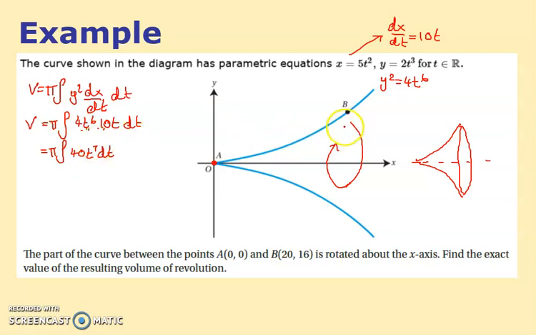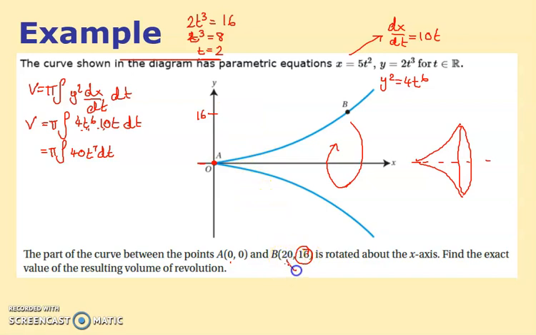I need values for t. What are the values of t? It says A is (0, 0) and B is (20, 16). Effectively I need the first point and the second point. So I don't want y values as such, but I can use the y values. For instance, y equals 2t cubed, so 2t cubed equals that 16 there. And if I do that, I get t cubed equals 8, and so t equals 2.